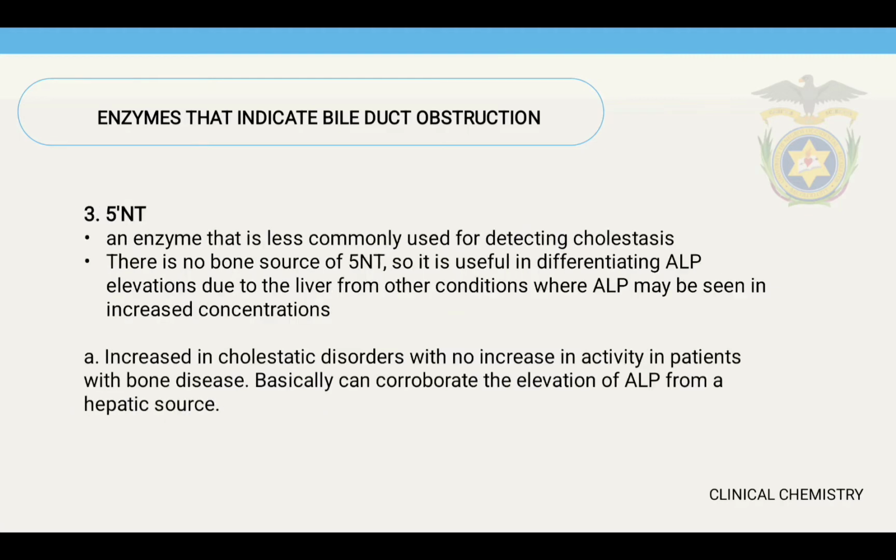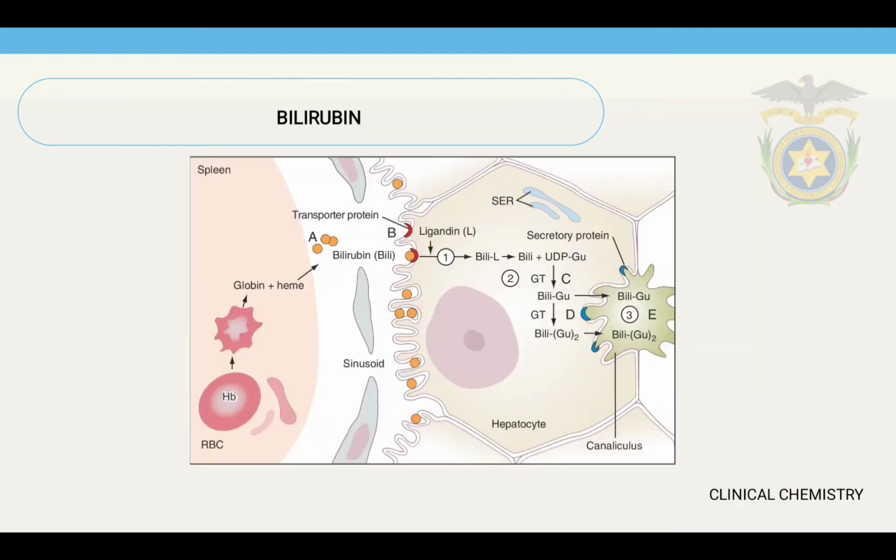liter. Your 5' nucleotidase is an enzyme that is less commonly used for the detection of your cholestasis. There is no bone source of your 5-NT, so it's useful in differentiating ALP elevations due to liver from other conditions where ALP may be seen in increased concentration. So, it is increased in cholestatic disorders with no increase in activity in patients with bone disease. 5-nucleotidase can basically corroborate the elevation of ALP from a hepatic source.